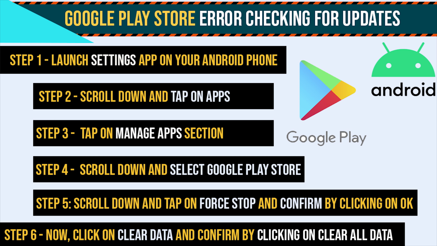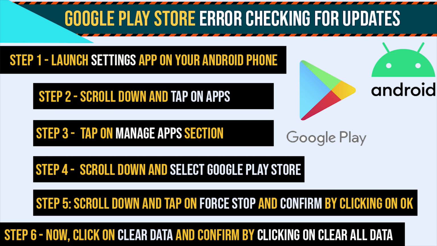Step 1. Launch the Settings app on your Android phone. Step 2. Scroll down and tap on Apps. Step 3. Tap on the Manage Apps section. Step 4. Scroll down and select Google Play Store. Step 5. Scroll down and tap on Force Stop and confirm by clicking on OK.